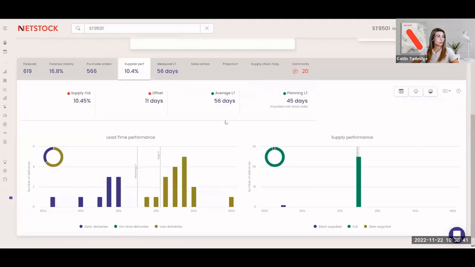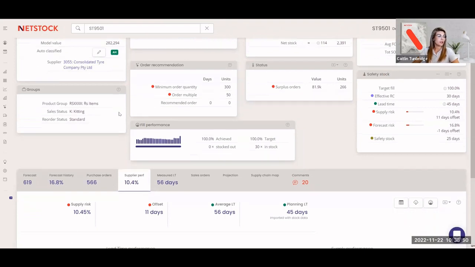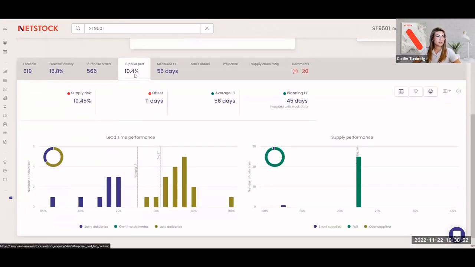So let's now drill down on a product. Here, this item, we have a preferred vendor, and in this case, it's the Consolidated Tire Company. So this is the vendor that we prefer to order from. If we go down to take a look at the Supplier Performance tab, we can see how well that Consolidated Tire Company delivers to this location.